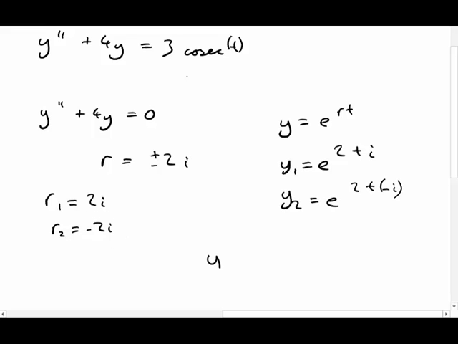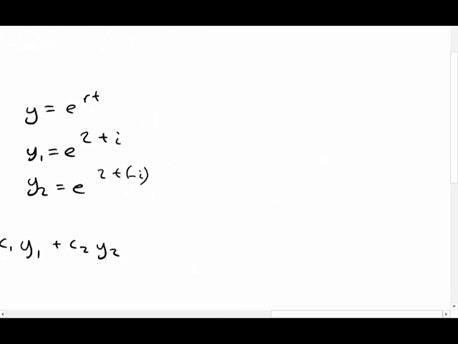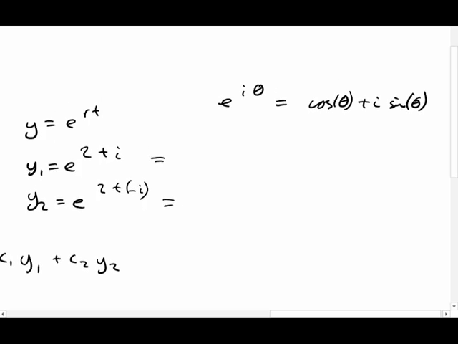Okay, so remember we're guessing a general solution of the form y equals c1 y1 plus c2 y2. So what's y1? It's going to be e to the ti. In actual fact, I'm going to try and expand these things out for the time being, because remember it's just e raised to some imaginary number. If you remember, e to the i theta can be expanded out as cos theta plus i sine theta. So therefore I can expand this thing out before I go any further.